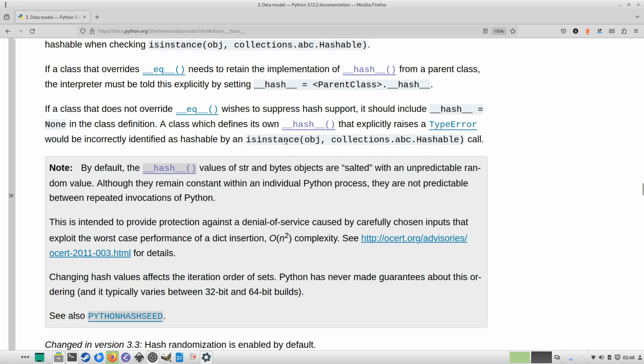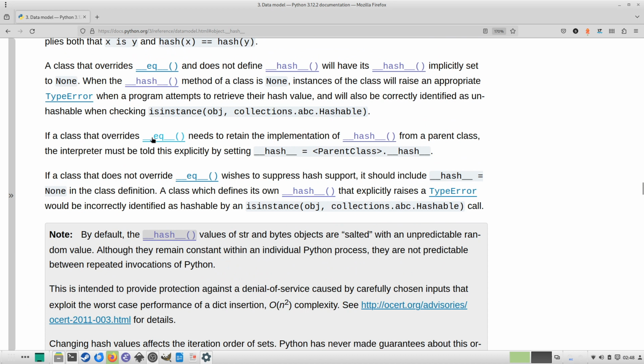The key point which we have is that if we are overriding the equality method and we want to retain the implementation of hash which is defined in a parent class, then we should set the hash to ParentClass.__hash__.